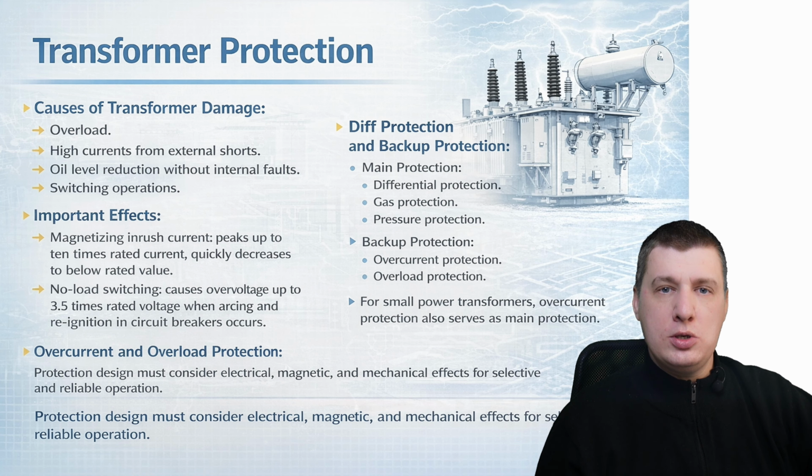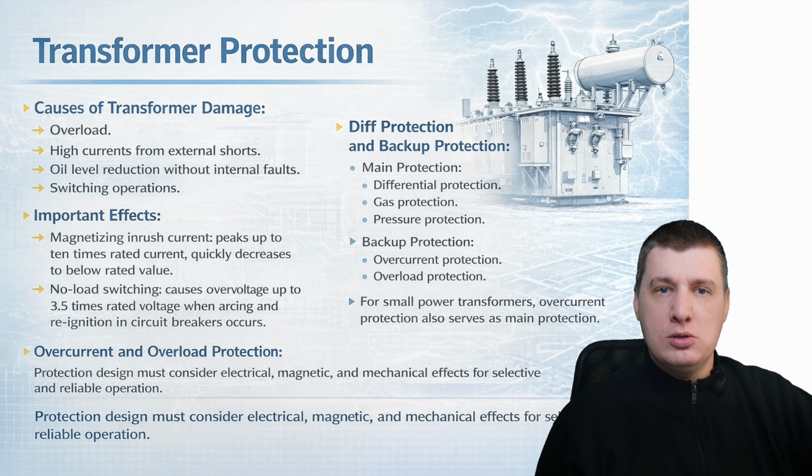During no-load switching, inductive energy stored in the system causes voltage increases. The highest peak occurs at the instant of switching. Voltage increases until arc ignition occurs between the breaker contacts. This limits the overvoltage level. Actual overvoltages remain lower than theoretical values. They usually stay within 3.5 times the rated voltage.